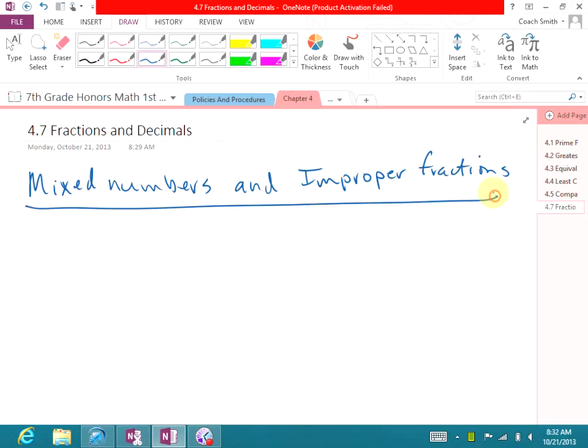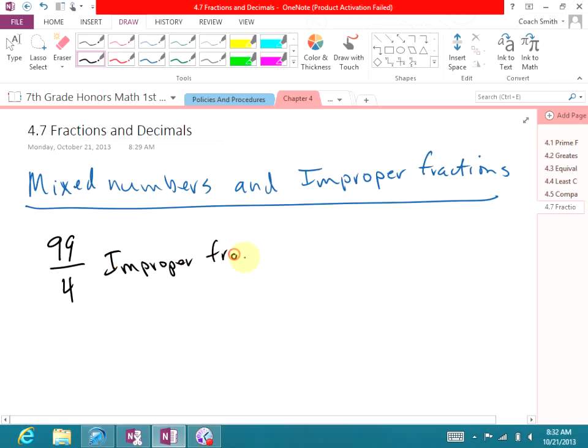Okay. Before we get started on the fractions and decimals, I want to talk about improper fractions, for example, 99 over 4. This is an improper fraction. Why is it an improper fraction? Both of you said the same thing. The top number, the numerator, is bigger than the bottom number, the denominator.